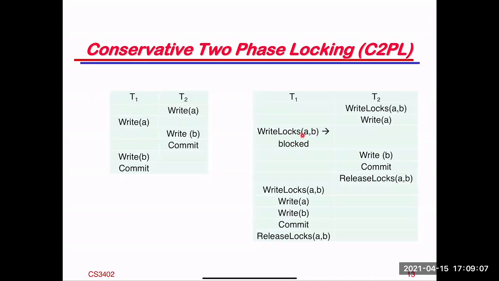And it can't acquire these locks. They're being held by T2. So T1 will be blocked. So T1 is not yet executing. It's just in the waiting queue. Meanwhile, T2 can continue. It will write B, then commit, and release its locks. And then finally, T1 can get access to the locks.